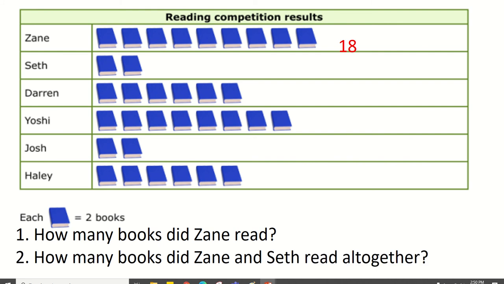How many books did Zane and Seth read altogether? Well, altogether means that we have to add. We know how many books Zane read, but we don't know how many books Seth read. Let's count by 2s to figure it out. 2, 4. Seth read 4 books. So all we have to do is add 18 books plus 4 books. That equals 22 books. So Zane and Seth read 22 books altogether.